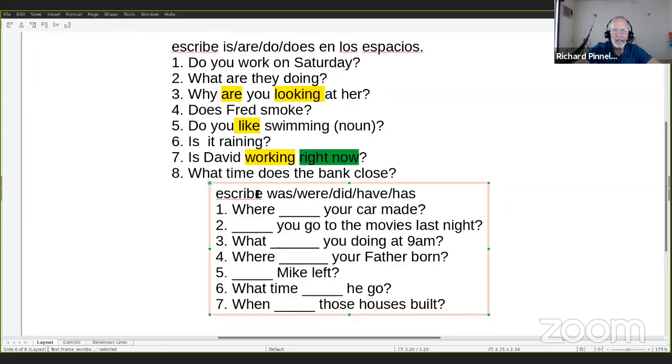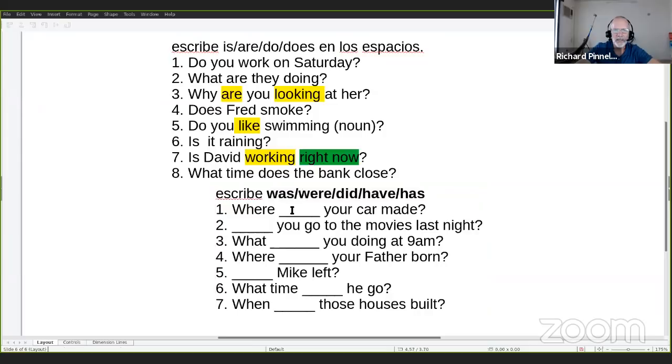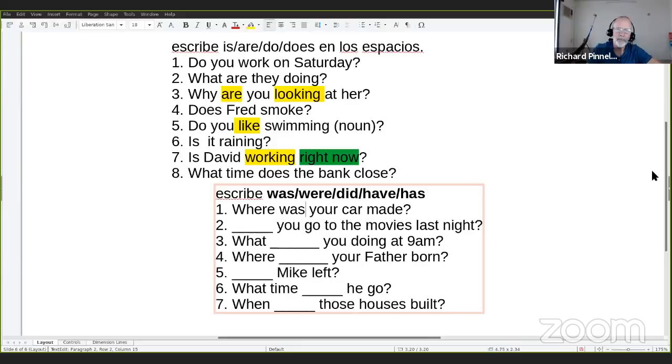En esta ocasión, lo mismo, pero vamos a usar was, were, did, have, or has. So, un poco más complicado. Patricia, where? Where was your car made? Very good. Yeah, this is a passive. Where was your car made? Number two. Did. Yeah, very good. Did you go to the movies last night? A question en el pasado. Number three.